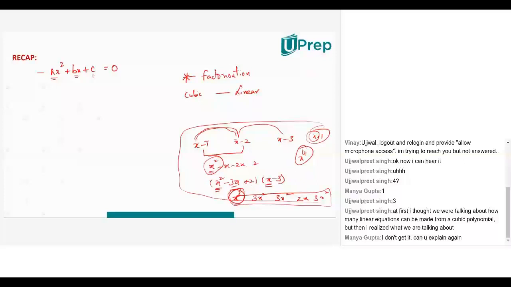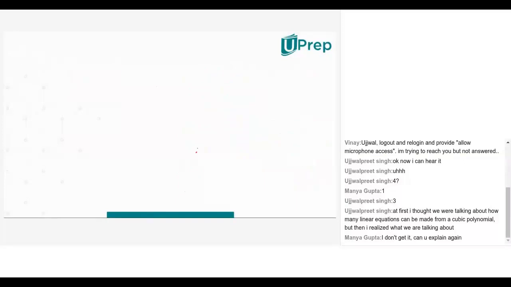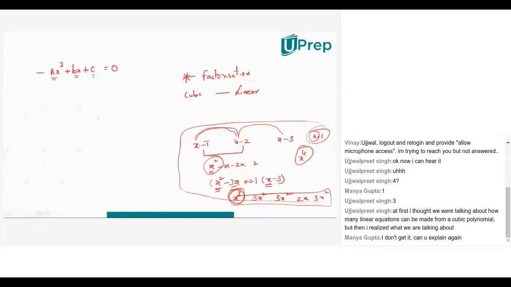Yeah, what we are observing, Manya, is that when I am multiplying 2 linear factors, x minus 1 and x minus 2, I am getting a quadratic polynomial, that is a second degree polynomial. I am multiplying 2 factors, I am getting degree 2. I am multiplying 3 factors, I am getting a polynomial of degree 3. I multiplied 4 linear factors, and I am getting an equation of degree 4. Right? Is that clear, Manya?